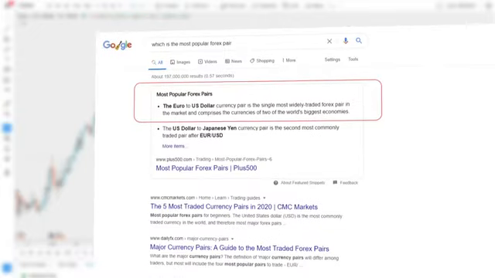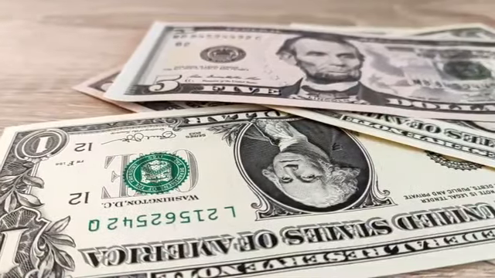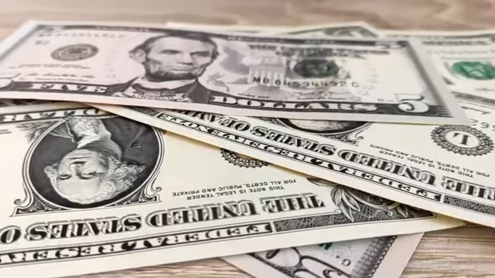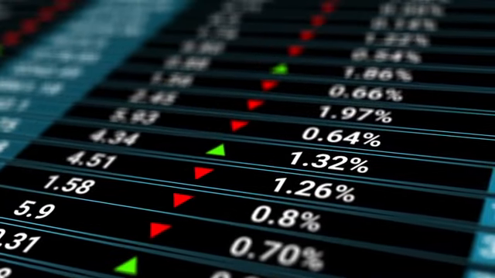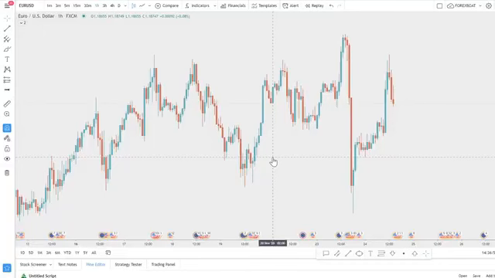So why is the euro dollar the most popular currency pair? The European economy and the United States economy are the largest economies in the world, which makes them very liquid. Anyone can buy and sell huge amounts, so this makes it attractive for large institutions.